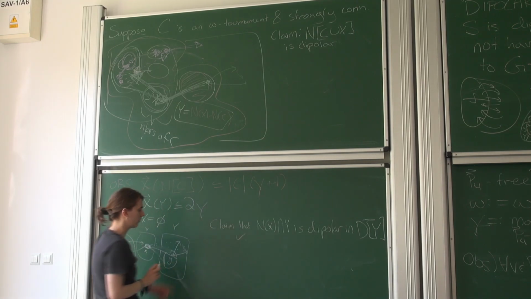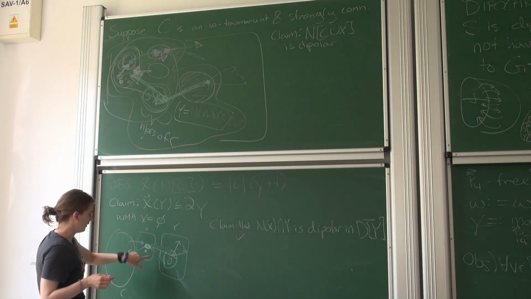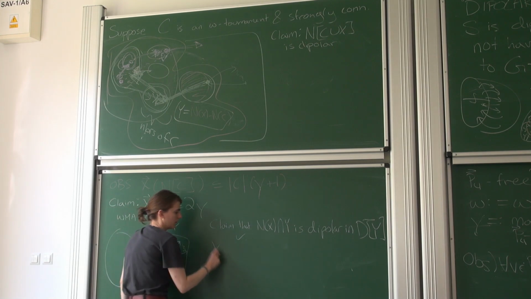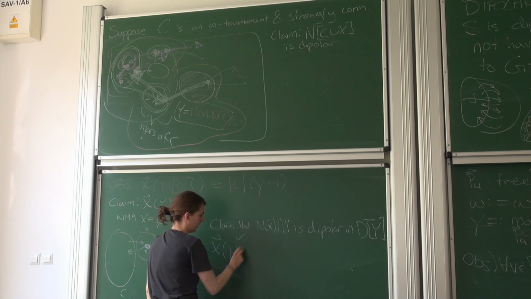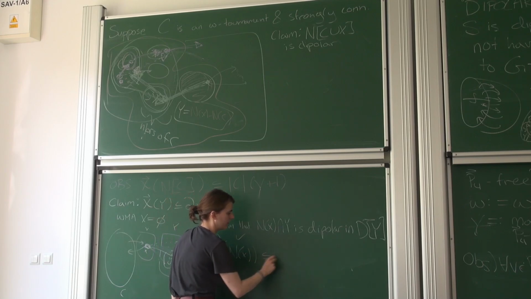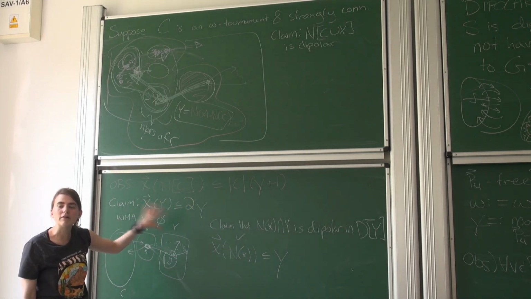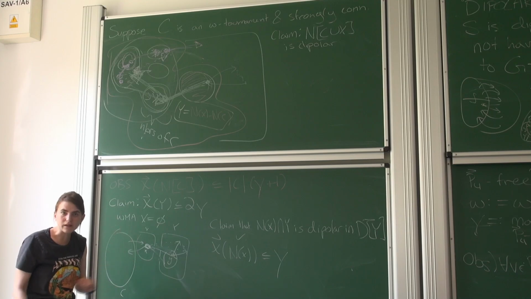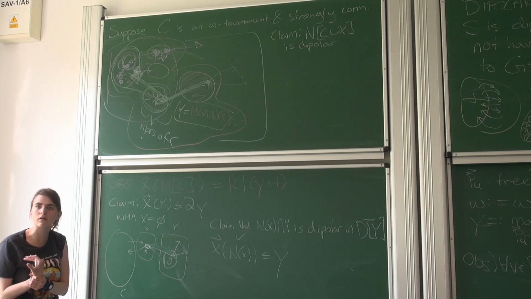And then it's also easy to see that N(y) is, by this observation, kind of N(x) is at most gamma, so we just apply this lemma about dipolar sets to get the bound on the chromatic number. So that's the complete proof if you happen to have a tournament that is strongly connected.